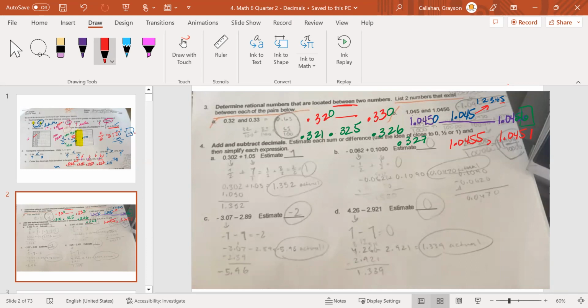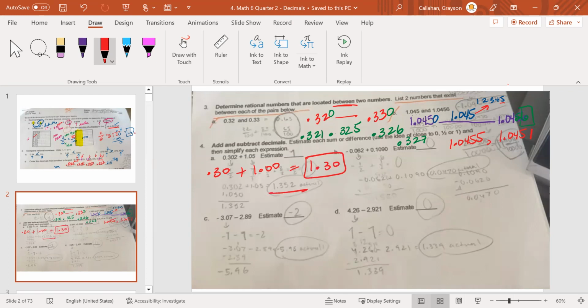Yeah. Okay, so number 4, add and subtract decimals. Estimate each sum using the ideas close to 0, 1/2, or 1, and then simplify each expression. Okay, so 1/2, 0, or 1. Well, this is 0.30, right? That's closest to that. And then this one is 1.00, right? We're just simply rounding, right? Add it, you get 1.30, right? The actual is this. So that's good.